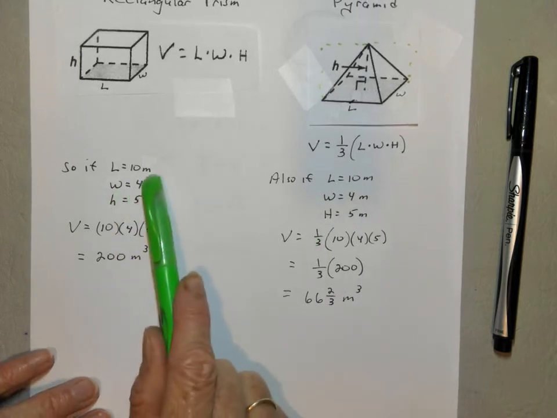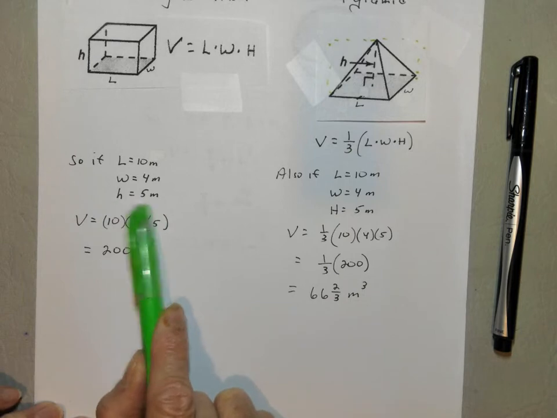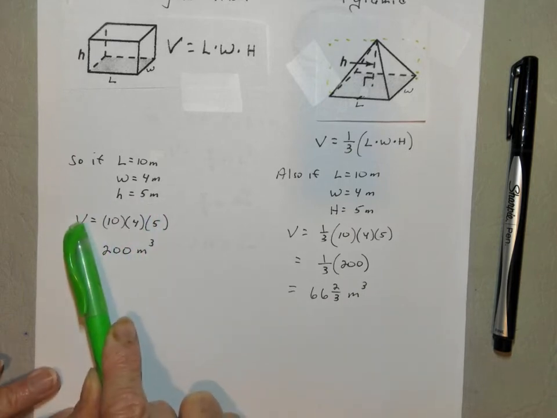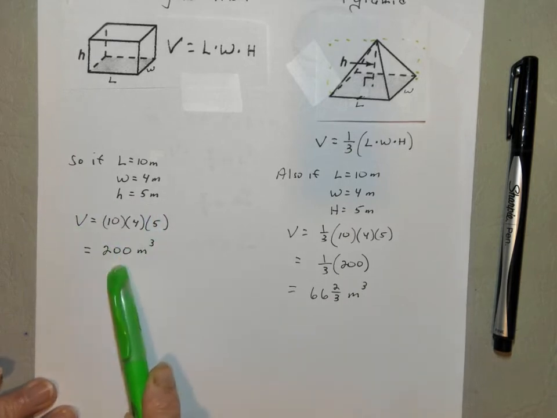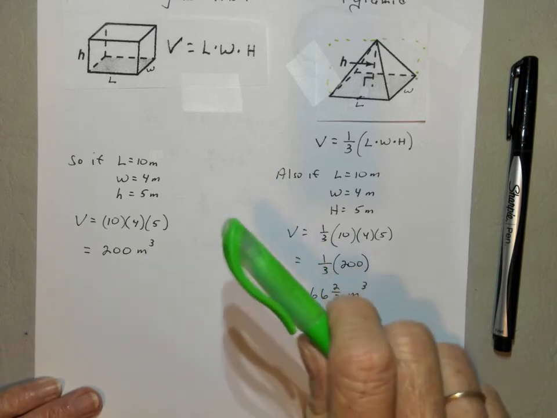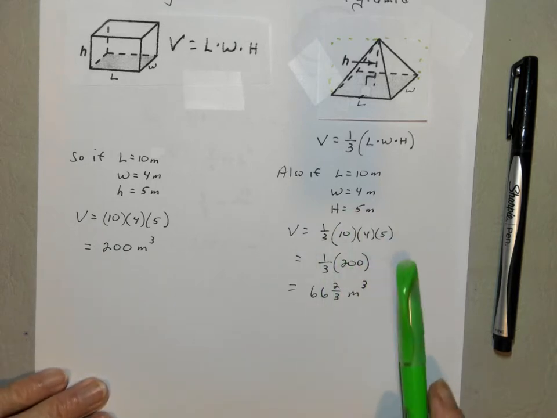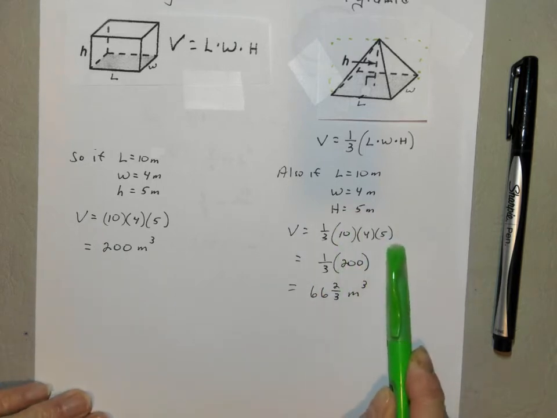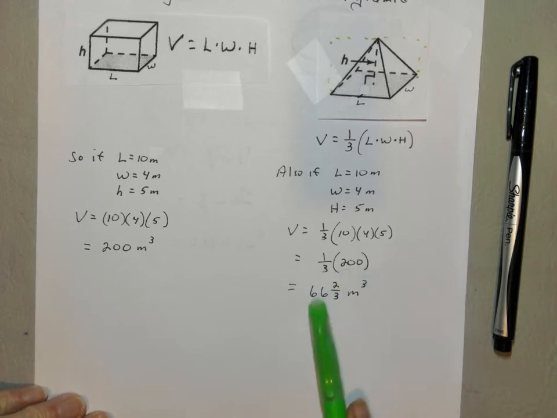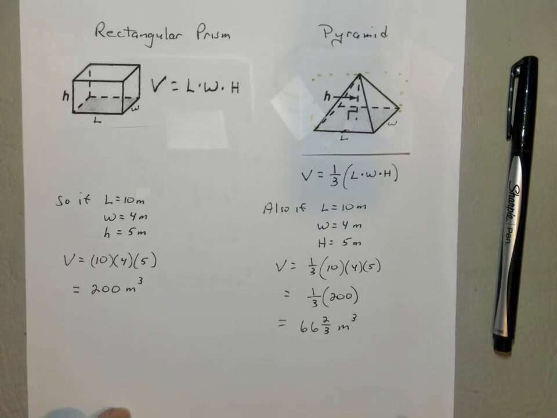So if the length of the rectangular prism is 10 meters, the width is 4 meters, and the height is 5 meters, the volume is going to be 10 times 4 times 5, which is 200 meters cubed. For the pyramid, your volume is just going to be 1/3 of that, which is 1/3 of 200, which is going to be 66 2/3 meters cubed. Okay? So that's the way the formulas for the rectangular prism and the pyramid work.